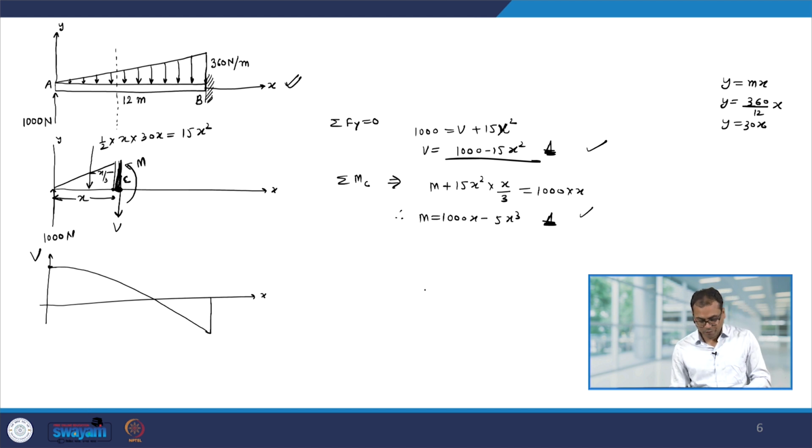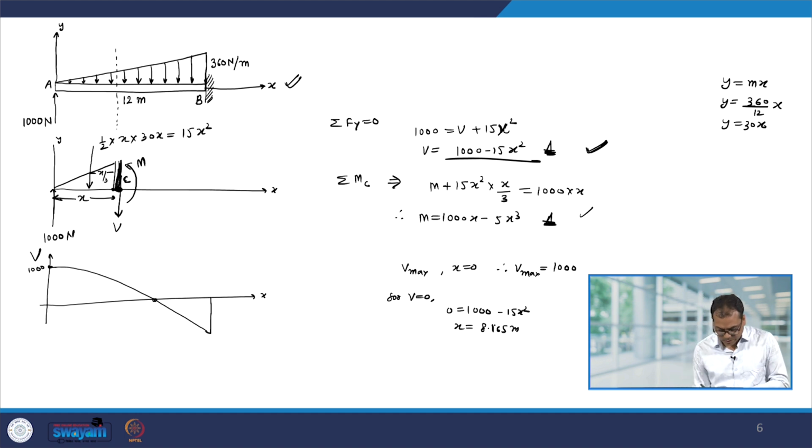For the maximum value of V, let us put x equal to 0. This will give you V max equal to 1000. So, therefore, this is 1000. Now, for V equal to 0, let us find out what is the value of x. So, again let us use this equation, put V equal to 0. So, 0 equal to 1000 minus 15 x square. This will give you x equal to 8.165 meter. Therefore, this distance is 8.165.